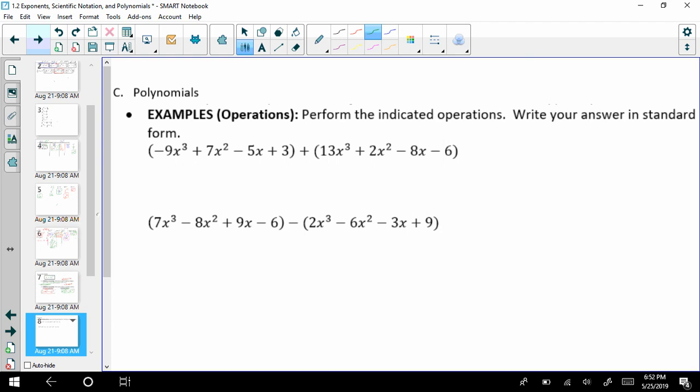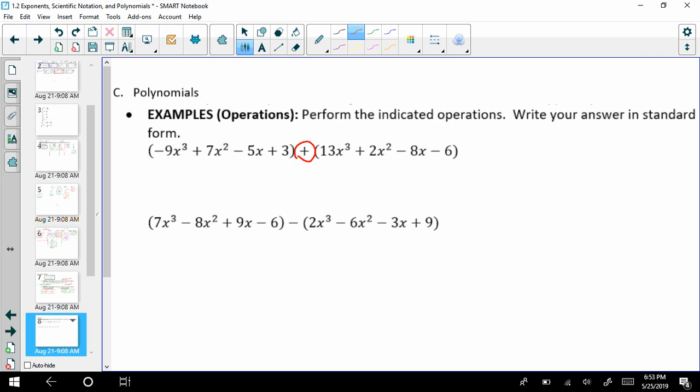The last objective for today is we're going to be dealing with something called polynomials. I'm not going to go into too much detail about them because they get their own unit. For now, we're just going to simplify them. So perform the indicated operation and write your answer in standard form. We'll talk about that. So notice the operation between them, addition.